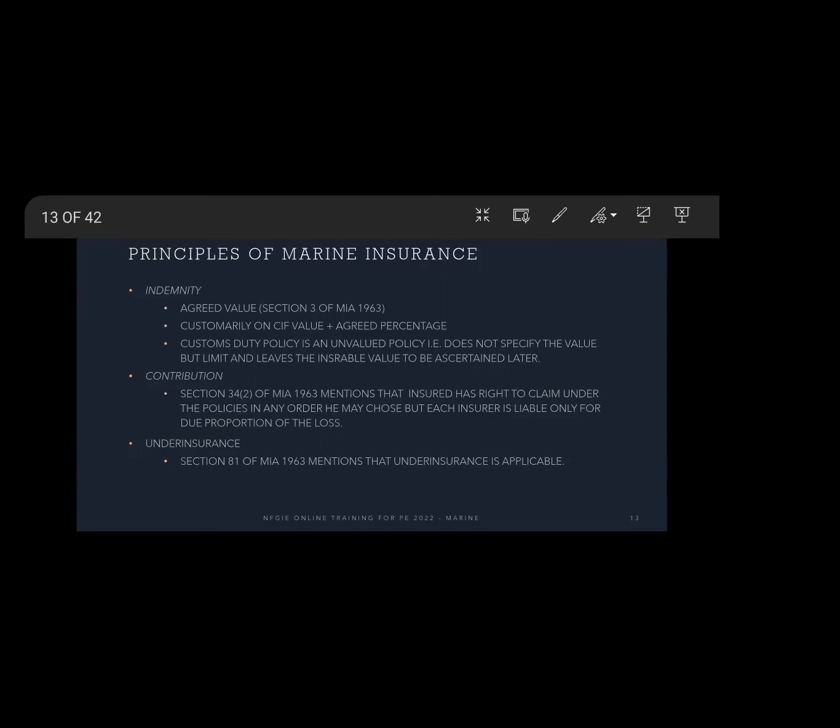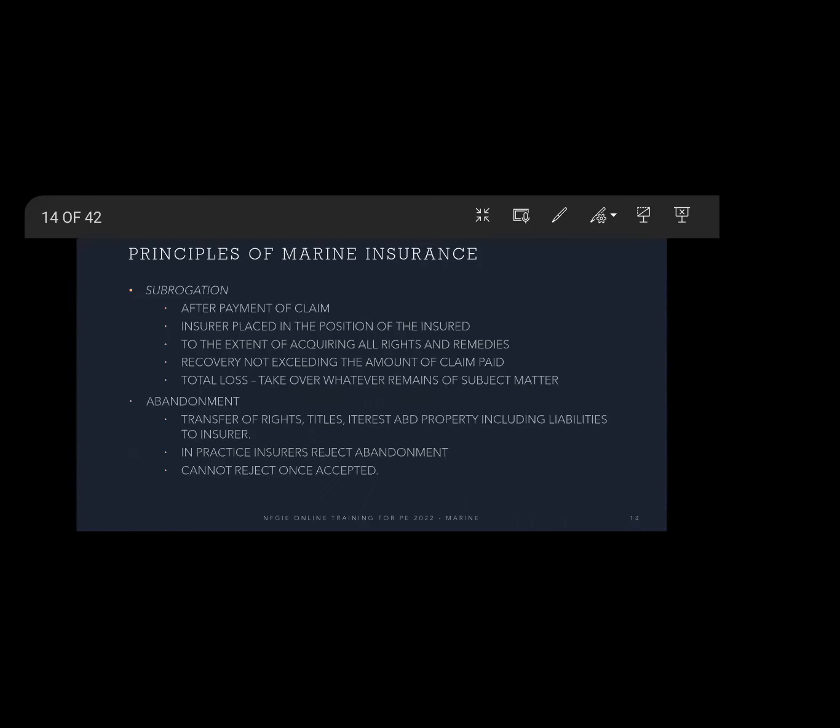So we'll move on to underinsurance. Generally, there is a perception that underinsurance is not applicable in agreed value policies. However, Section 81 of the Marine Insurance Act mentions that underinsurance is applicable on marine insurance policy. So, if the agreed value is much lower compared to the actual value of the cargo, then underinsurance will apply for partial loss claims. As far as total loss claims are concerned, no matter what, we will pay the agreed value only, whether underinsurance is applicable or not. So this is an important point to know.